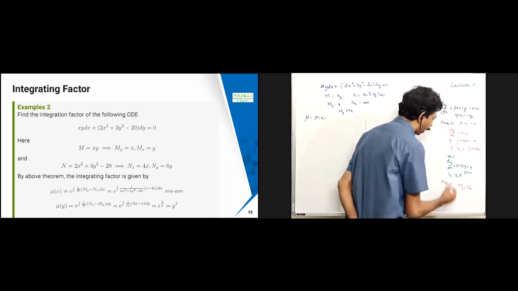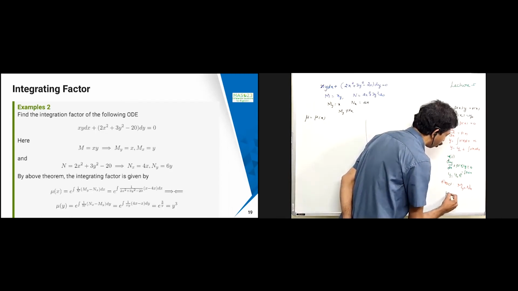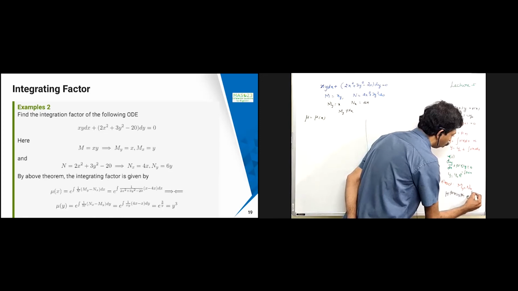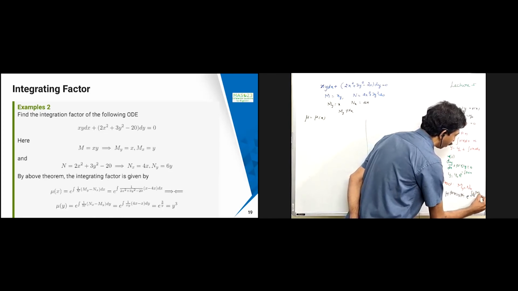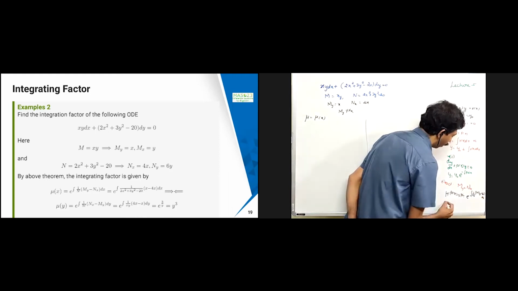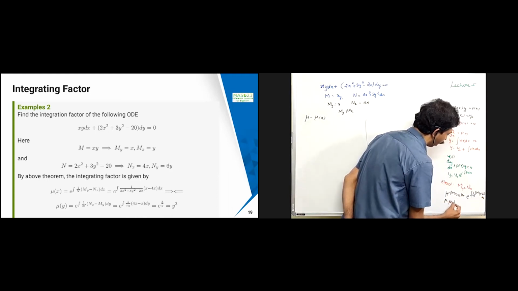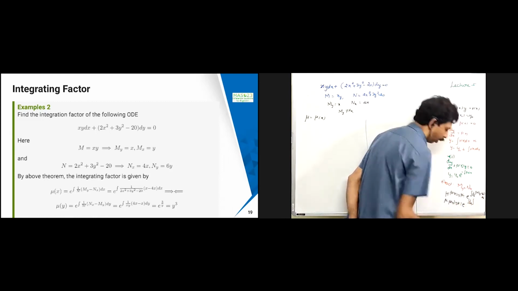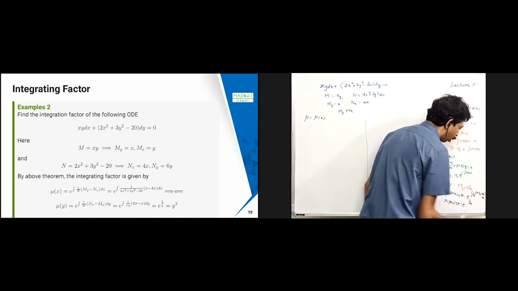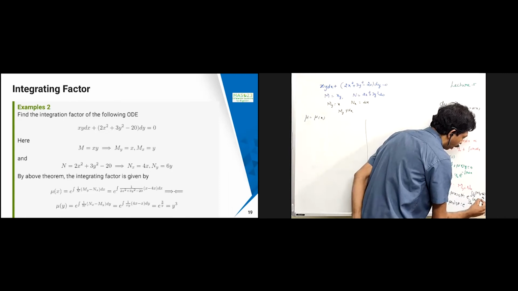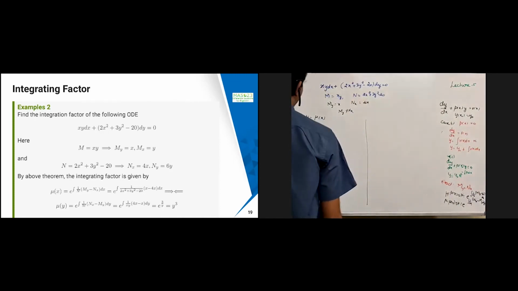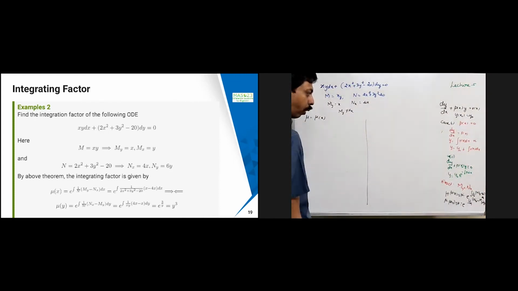So if mu equals mu of x, we have the formula that mu is equal to e power integral 1 by N into (My minus Nx) dx. When mu is equal to mu of y, I have mu equal to e power integral 1 by M into (Nx minus My) dy. So first is with respect to x and this is with respect to y. Anyhow, I have to find My and Nx. My minus Nx is there and Nx minus My is there.